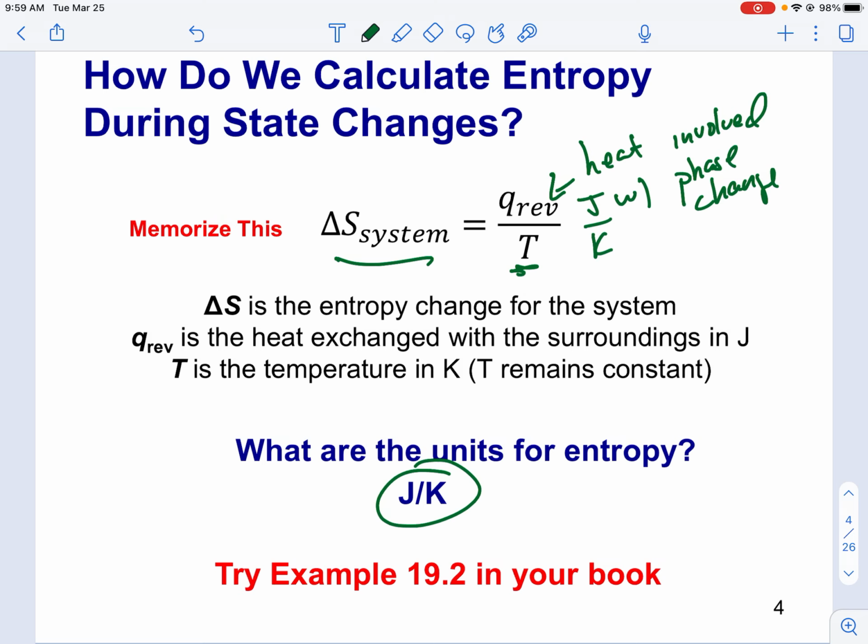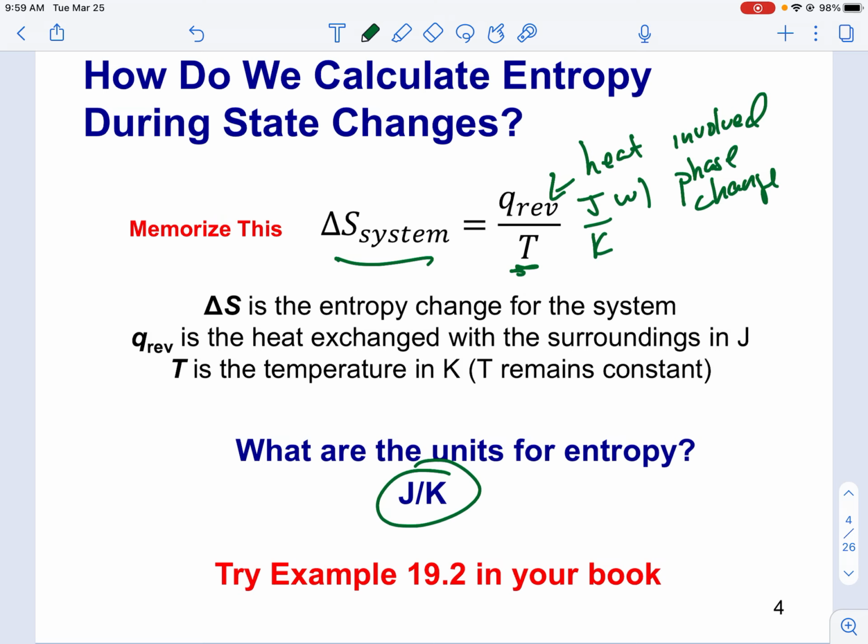You can calculate the entropy change of the system by looking at the amount of heat involved in the phase change and dividing it by the temperature. So this is for phase changes. It has to be in Kelvin. So try example 19.2 in your book to see how that goes.